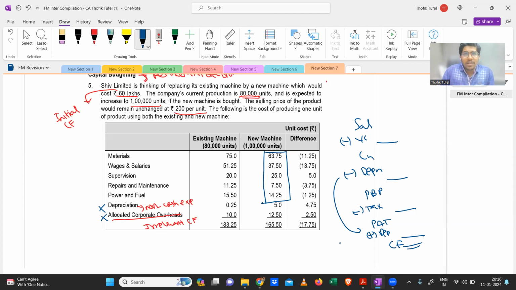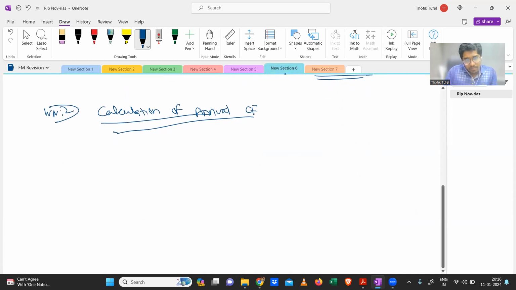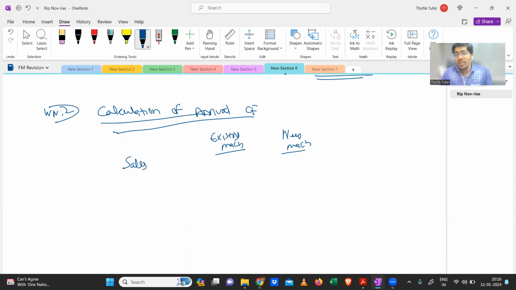So what is my sales? Let us first calculate the contribution, sales for existing machinery and for new machinery. You all would be thinking, sir, only new machinery we have to take. Why are we calculating contribution for existing machinery? Wait, I will answer. So sale for both is 200 rupees.